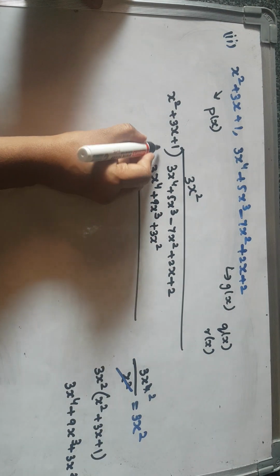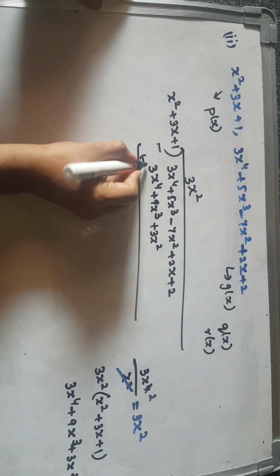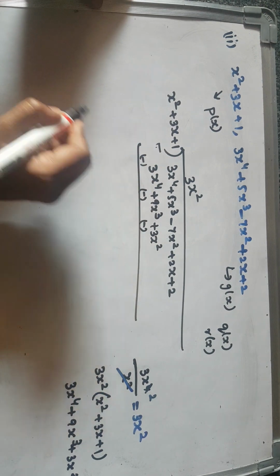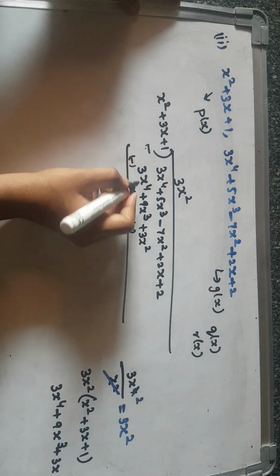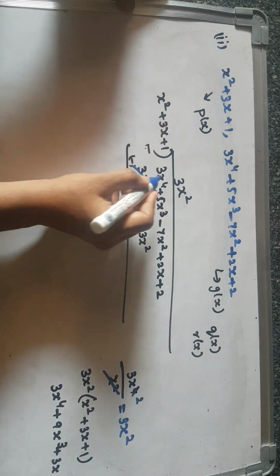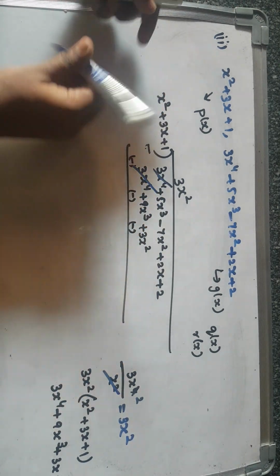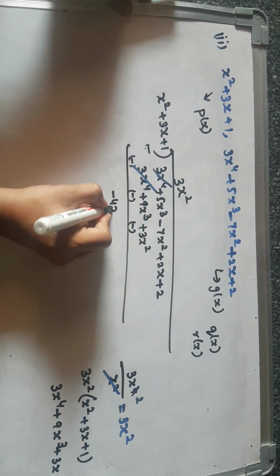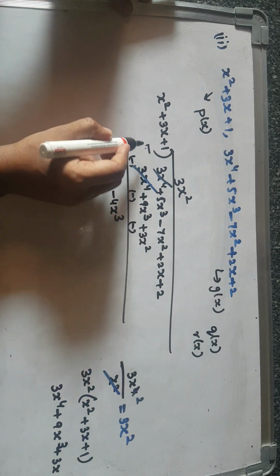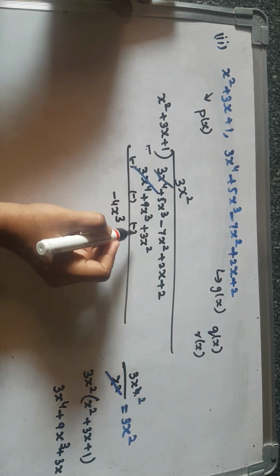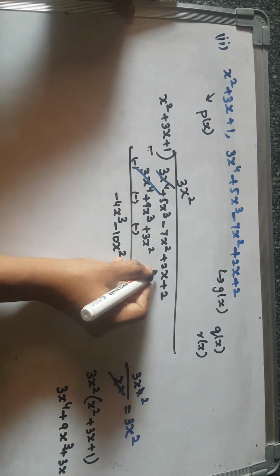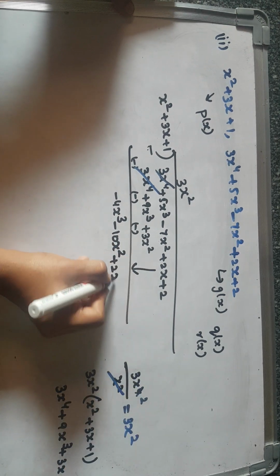Now this becomes minus: minus into plus is minus, minus into plus is minus, minus into plus is also minus. So cancel this out; this value gets cancelled. Then 5x cube minus 9x cube is minus 4x cube, and minus 7x square minus 3x square means minus 10x square, and take this value also down, plus 2x.